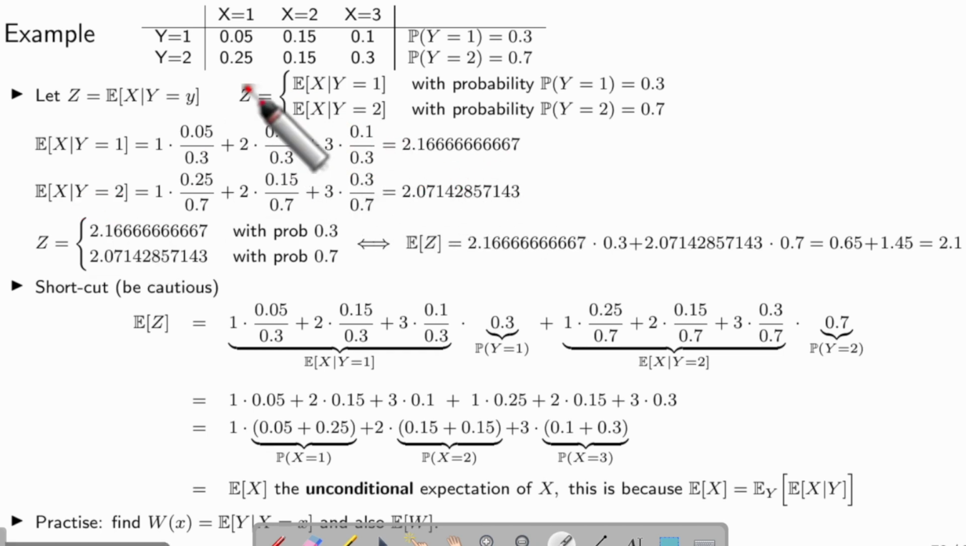For y is 2, you do the same thing, okay? Then we get this z random variable. This z random variable says that z has a 0.3 chance of having this value when y is 1, and a 0.7 chance of having this value when y is 2. Then this is just a random variable. How do we get the expected value? We just multiply z times the probability, and we get 2.1.